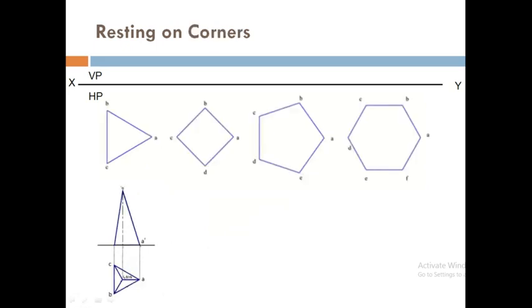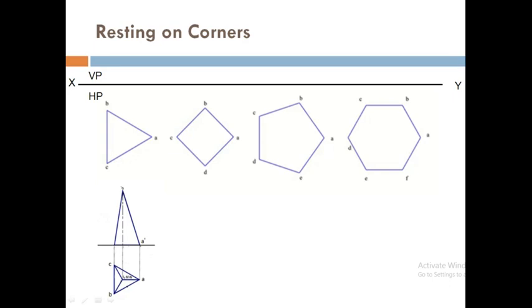Similarly, if the solid is resting on one of its corners, then that resting corner should be taken towards the right. Here you can see I have taken A as a resting corner. Whether it is a triangular pyramid or a triangular prism, the resting corner is taken towards the right. Similarly for the square I have taken the corner towards the right, similarly for the pentagon, and similarly for the hexagon. Here I have shown a template showing both front and top view.